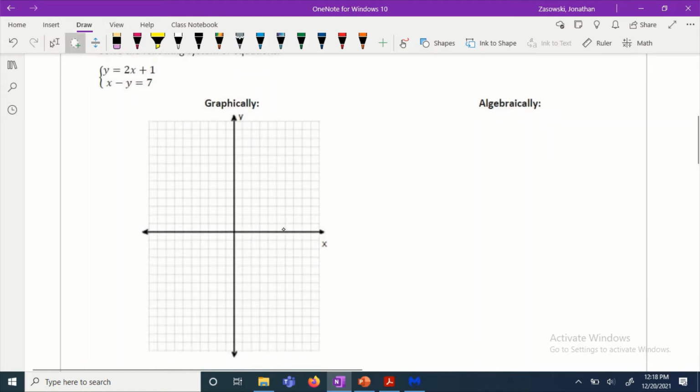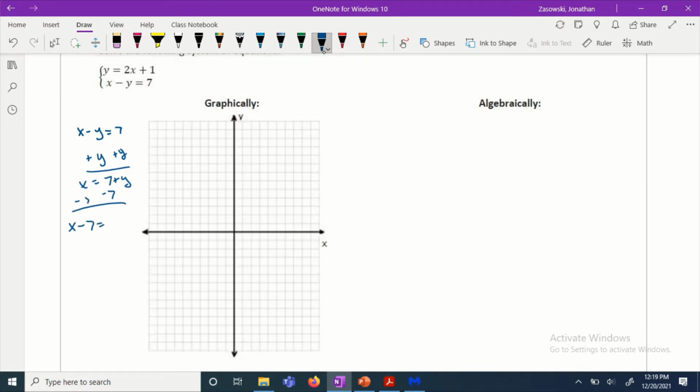We have the first equation, y equals 2x plus 1. And then the other equation here, we have x minus y is equal to 7. So if I'm solving for y here, we would normally get y by itself, so we can add y to both sides and get x equals 7 plus y. Subtract the 7 from both sides, and x minus 7 equals y. So the slope here is going to be 1, and the y-intercept is negative 7.